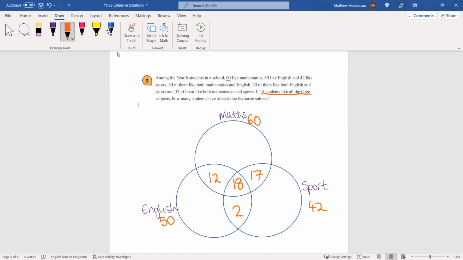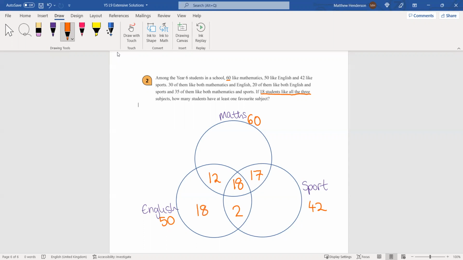Next, because we've got the total for each of the subjects, we can find how many students like each one, maths, English, and sports only. So starting with English, there's 50 students in total, but 32 of them like other subjects too. I found that by adding together the 12, 18, and 2 students that are in the middle of the other circles. So subtracting 32 from 50 gives me 18 students that like English only.